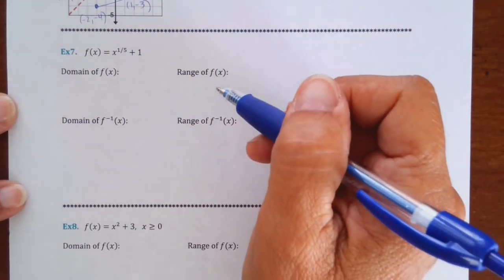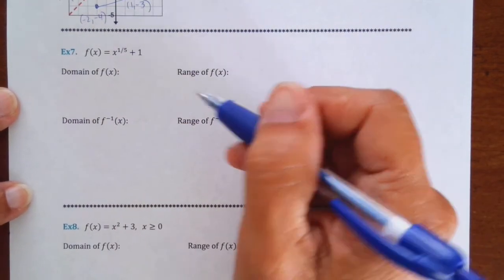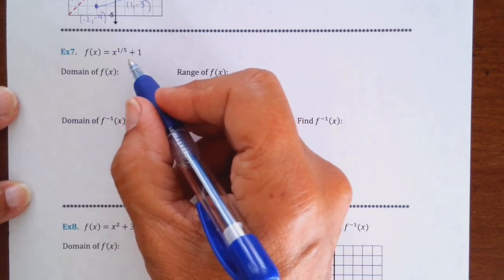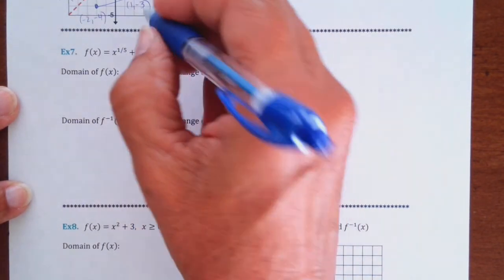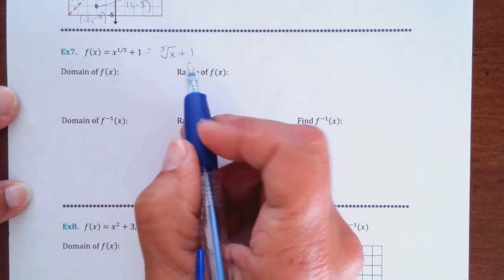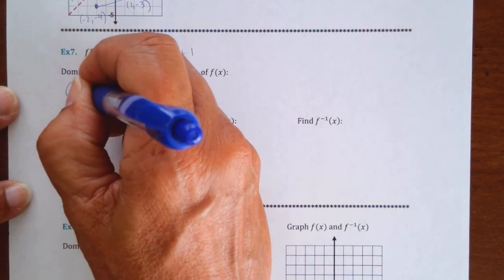But we don't know the range without looking at the graph. Well, maybe I don't want a graph and I don't want to do that. So here's what I'm going to show you. First off, I know the domain of this is all real numbers. Remember, x to the 1/5 power is the 5th root, right? And remember, the domain for all odd radicals is all real numbers.